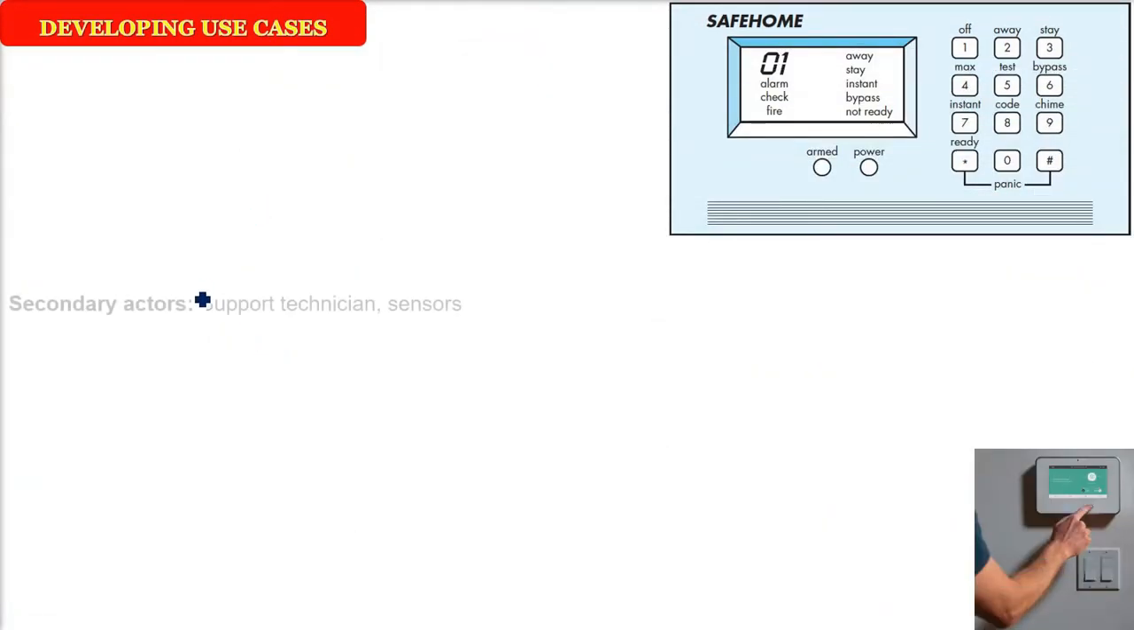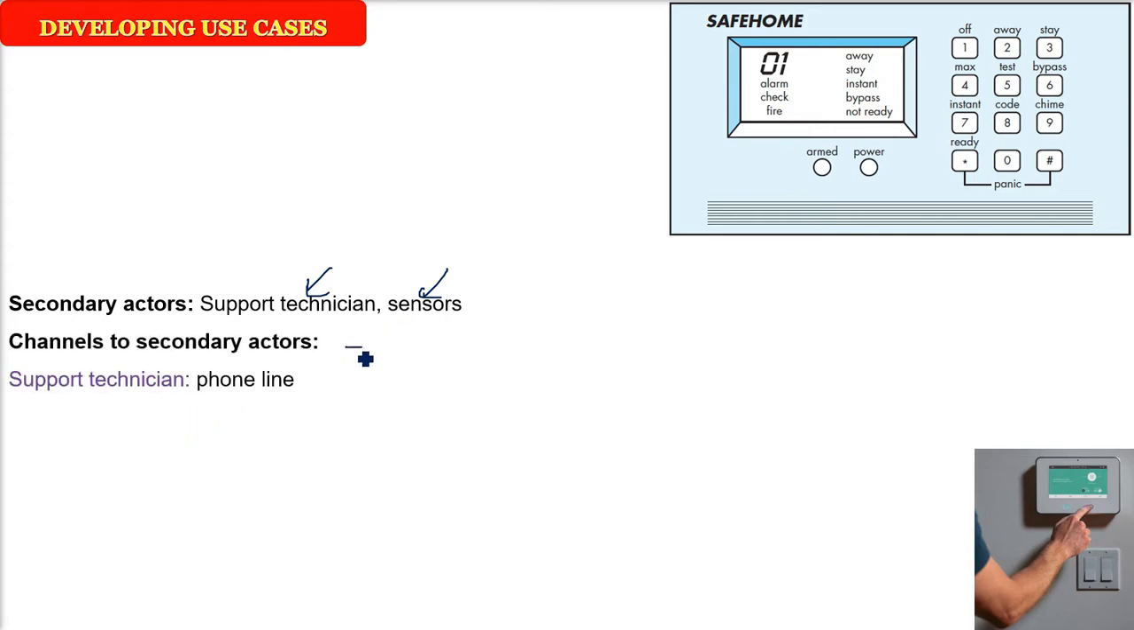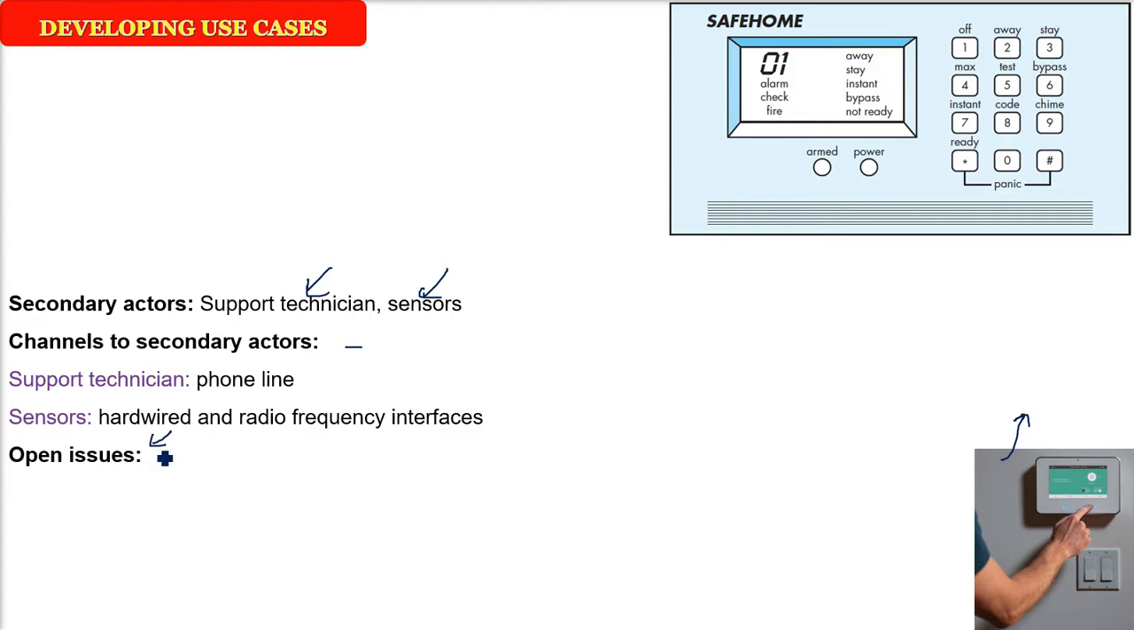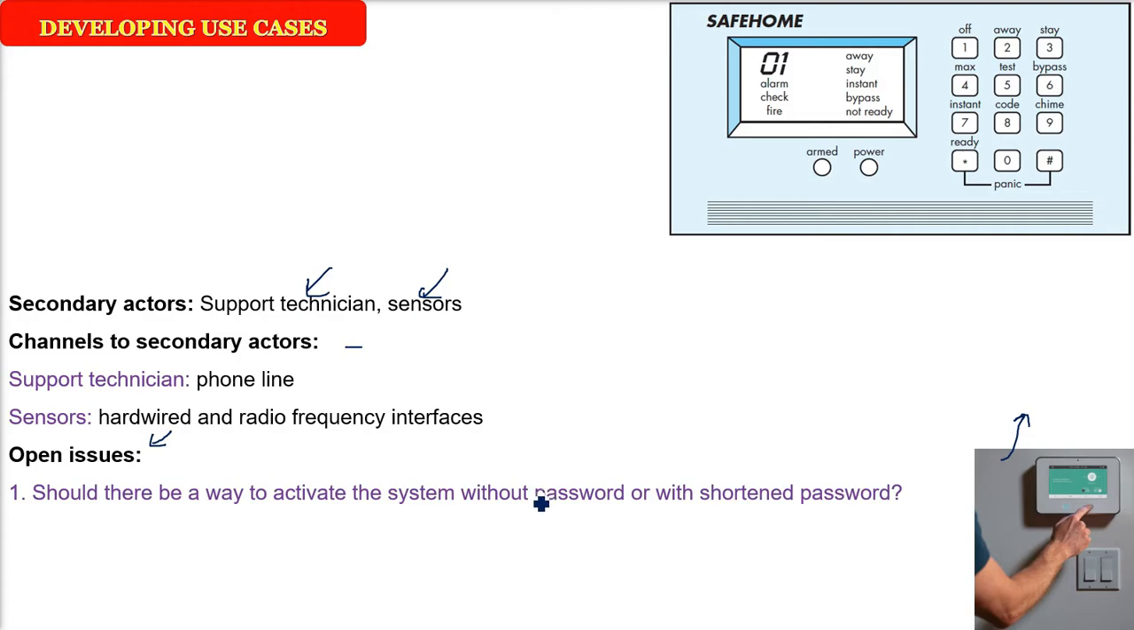The next part in your template is secondary actors. It can be support technicians. Sensors are also secondary actors. Now, what are the channels to secondary actors? If you don't know, you can just leave it. For support technicians, how are you going to get the support, through phone lines. Then the sensors: hardwired and radio frequency interfaces. Certain things will be hardwired, and using RF, certain interfaces will be there. Apart from that, you also have to write open issues, that is, what are the things that need to be catered to? Should there be activate? Can the password be given in, say, one short word?